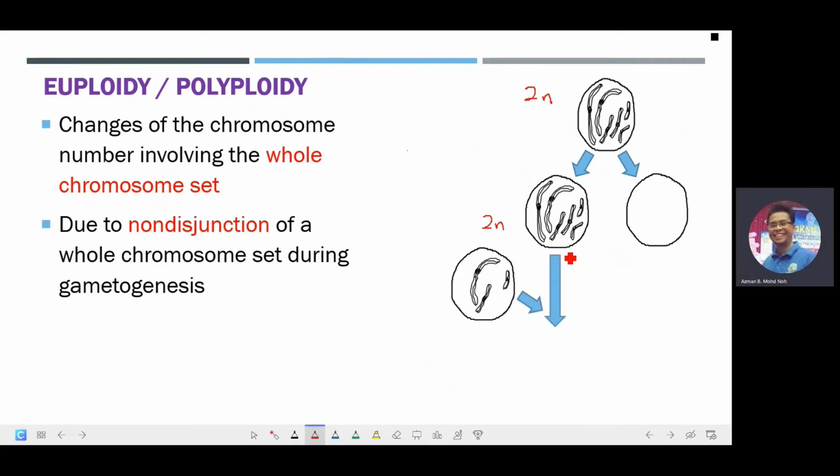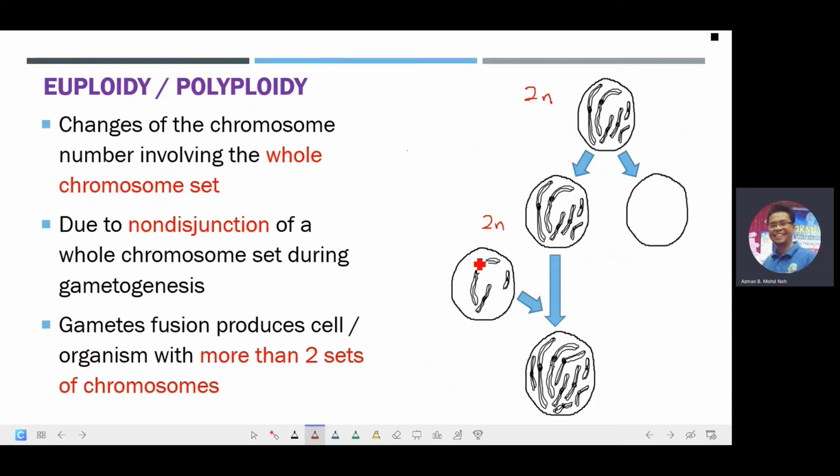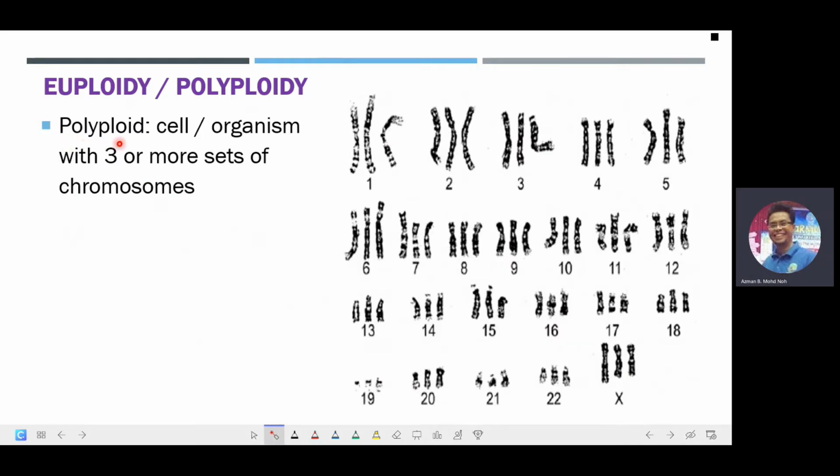And when this gamete fertilizes with a normal gamete which is haploid, we will be getting a zygote which is abnormal, in which the zygote here, as you can see, will be having three sets of chromosomes, in which we can say that this zygote is showing the condition of 3N or triploid. A polyploid is a term that we use to describe a cell or an organism having 3 or more sets of chromosomes, either 3N, 4N, 5N, or maybe more than that.